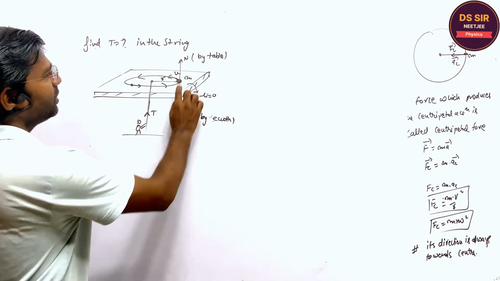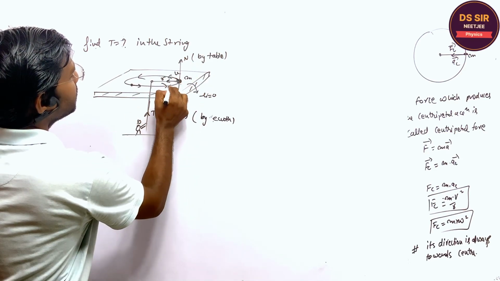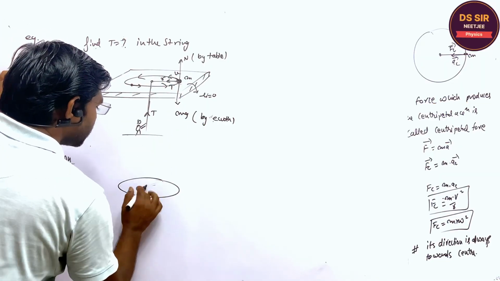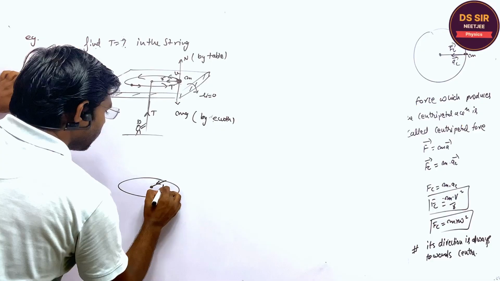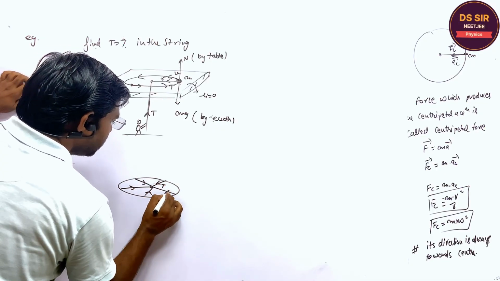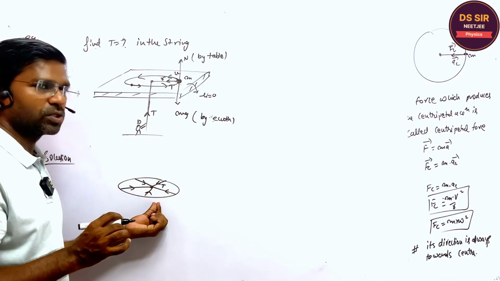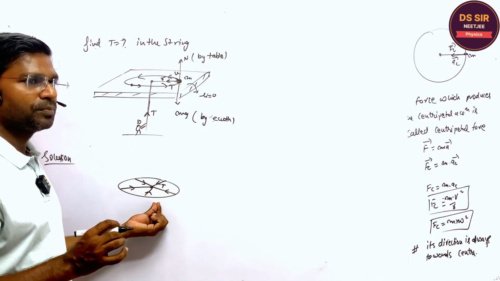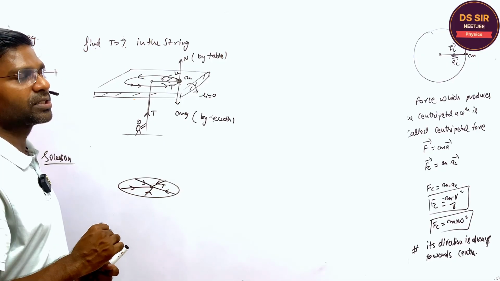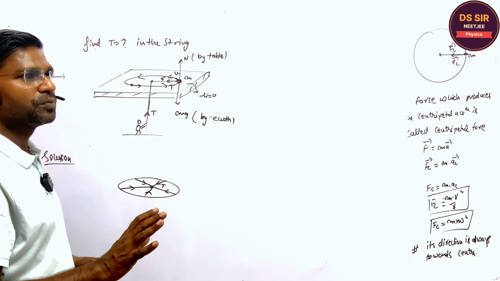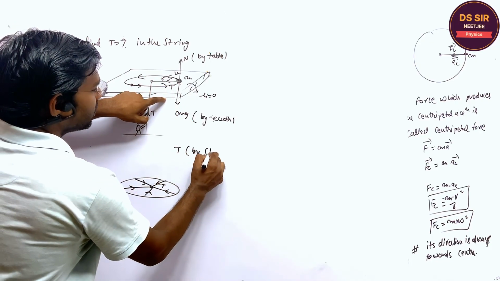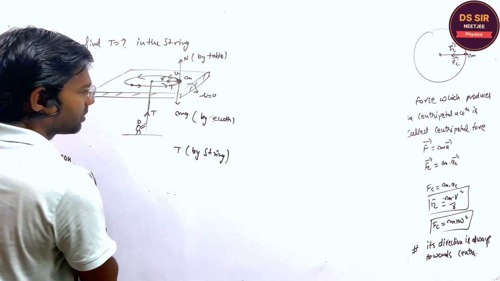Listen, mg, normal, and tension in the string when it is moving, right? It is moving in a circular path. So tension is always towards the center. This is the tension. This tension is the force which is acting toward the center, and is responsible for providing the centripetal force in this case. Do you understand? And this tension is by the string only. There is no separate centripetal force.